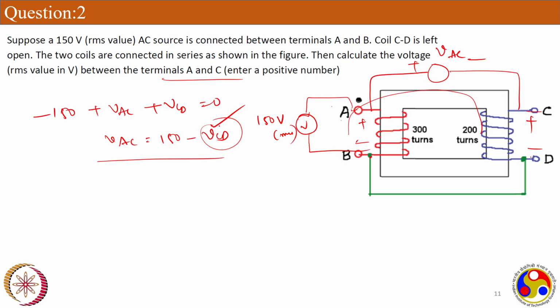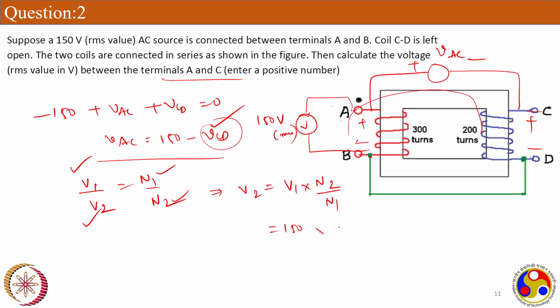Now how can I calculate the secondary voltage if I know the primary voltage and also the turns ratio? A simple notation: V1 by V2 is equal to N1 by N2. Now this is VCD and this is VAB, and I know N1 and N2. Now V2 is equal to V1 into N2 by N1. V1 I know, 150 volts RMS, secondary turns is 200 and primary turns is 300, and it will come out to be 100 volts. Now VCD is 100. If you substitute here, the required VAC will be 150 minus 100, which is equal to 50 volts.